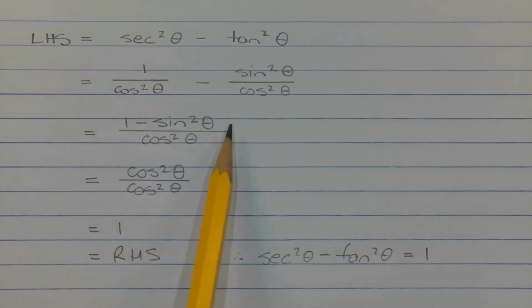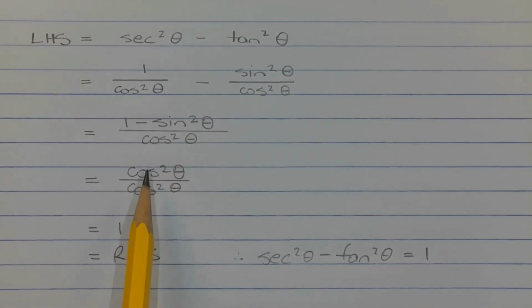So the numerator, 1 minus sine squared theta, is equivalent to cos squared theta. So the fraction simplifies to cos squared theta over cos squared theta, which is equal to 1. And that's equal to the right-hand side. Therefore, sec squared theta minus tan squared theta is equal to 1 as required.